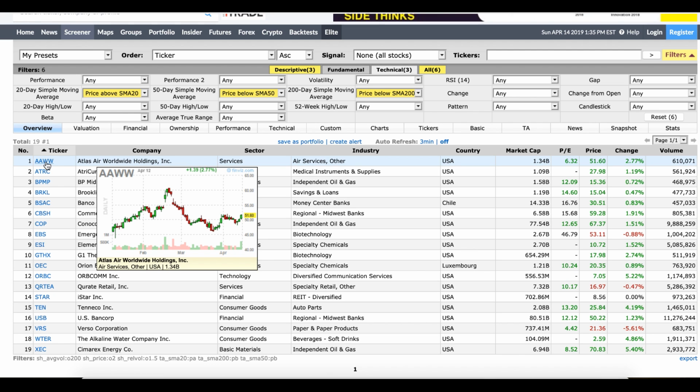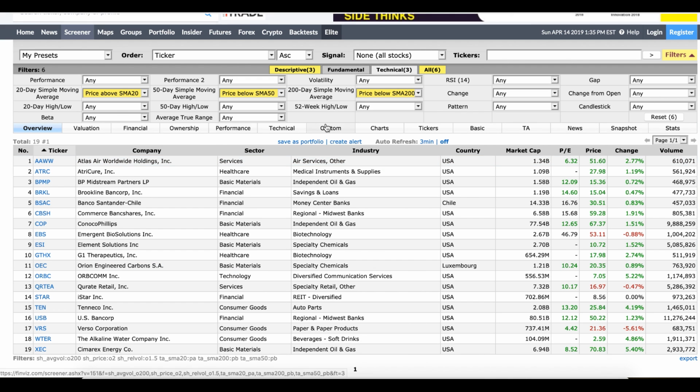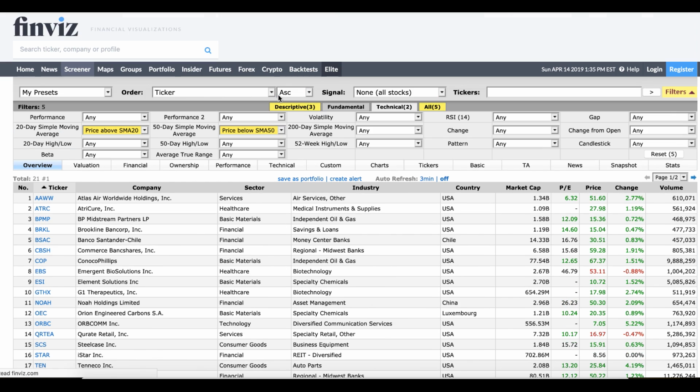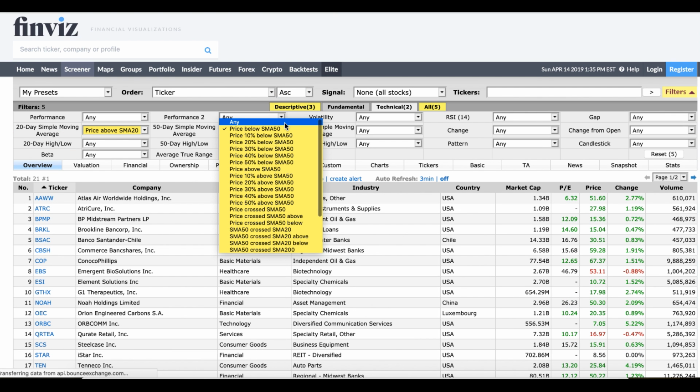Looks like it wants to break out. All right, so that is it. Like I said, there's other scans you can do that you might want to try. Let's just do a completely different scan here.